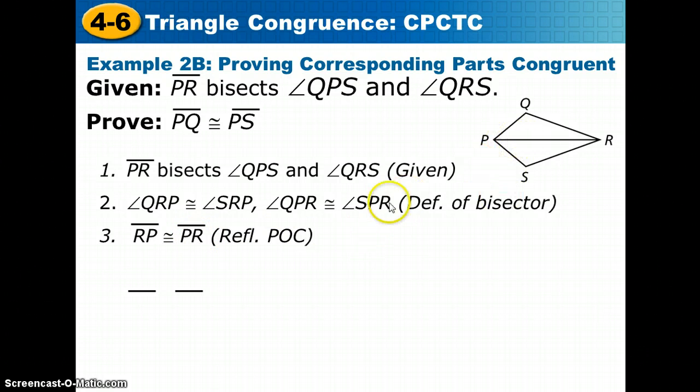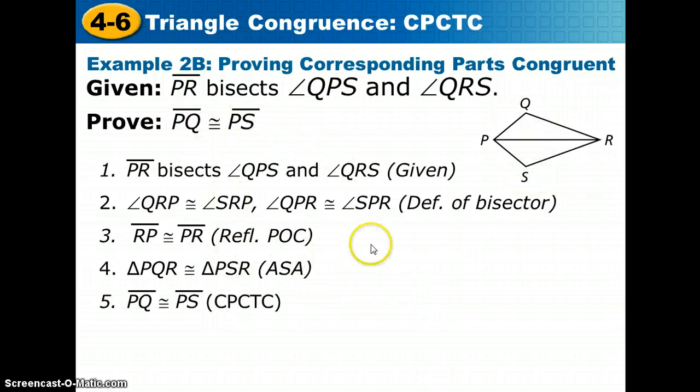So what we've shown is that triangle QPR is congruent to triangle PSR by angle, side, angle. Since these two triangles are congruent on top and bottom, their corresponding parts are congruent. So PQ is congruent to PS by CPCTC.